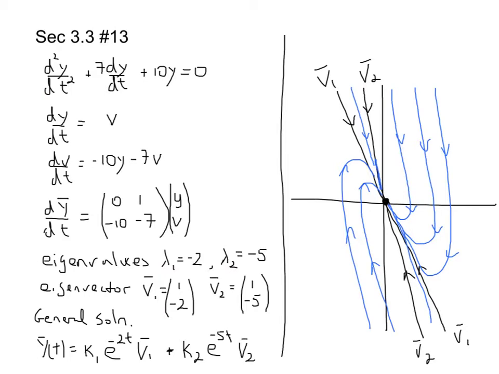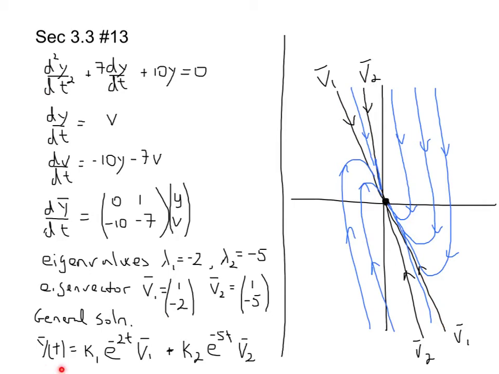In the phase plane, we draw the v1 direction in the direction of 1 minus 2, over 1 down 2, and similarly v2, over 1 down 5. So here's v2. It's a little steeper. Here's v2, and here's v1. Not quite as steep, but still they're very similar.